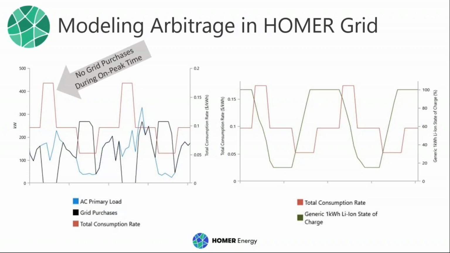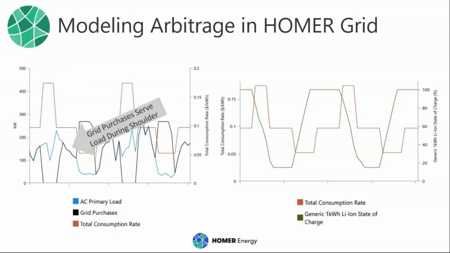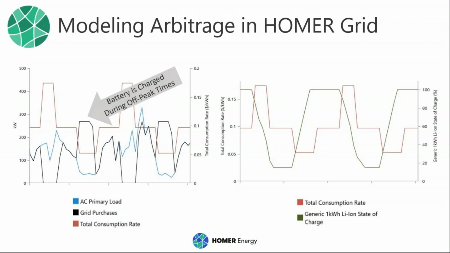During the on-peak time, there's actually no grid purchases with your hybrid system. And then once it's in that shoulder period, the grid purchases generally follow the load, not exactly because it's balancing everything else. And during the off-peak times, at the bottom there, the battery is charged because it's a very cost-effective way.